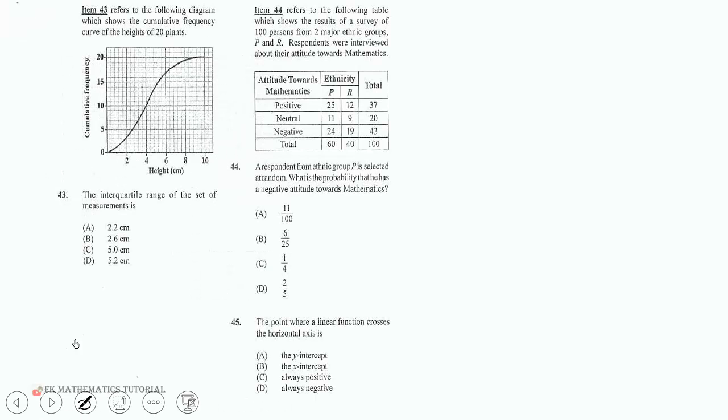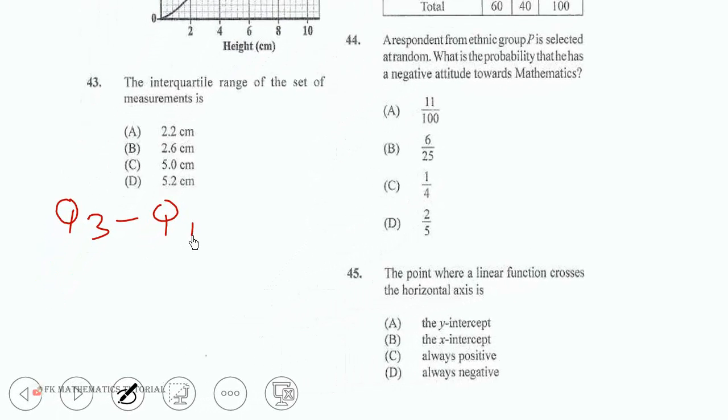Now let's look at item 43. Item 43 refers to the following diagram, which shows the cumulative frequency curve of the height of 20 plants. We have to find the interquartile range of the set of measurements. The interquartile range is Q3 minus Q1, that is, the third quartile minus the first quartile.